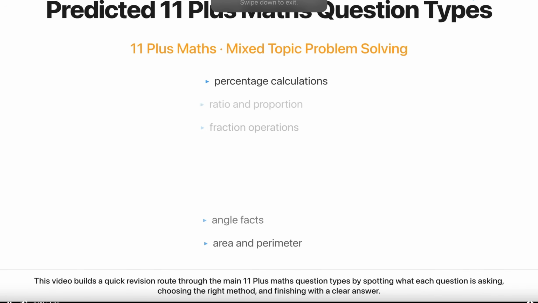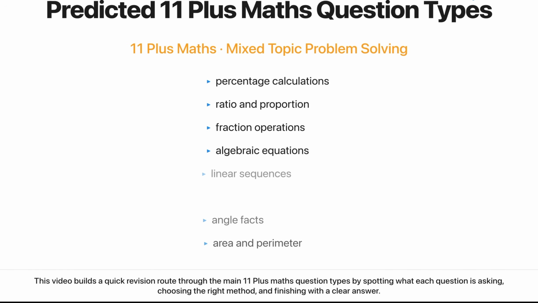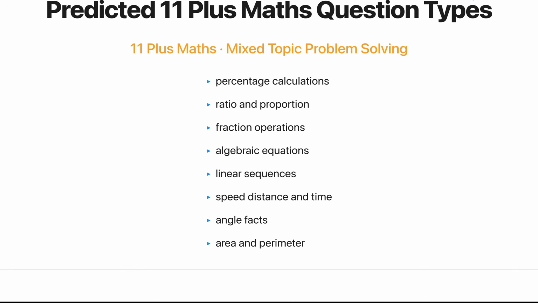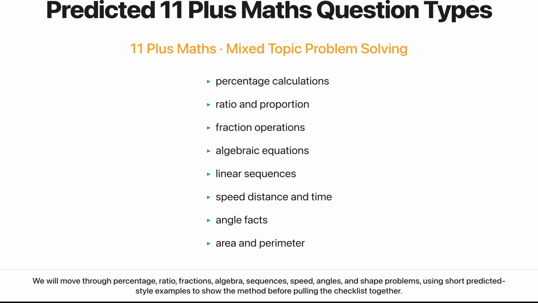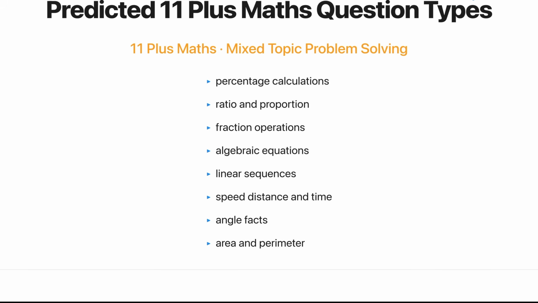Route through the main 11 plus maths question types by spotting what each question is asking, choosing the right method, and finishing with a clear answer. We will move through percentage, ratio, fractions, algebra, sequences, speed, angles, and shape problems, using short predicted style examples to show the method before pulling the checklist together.